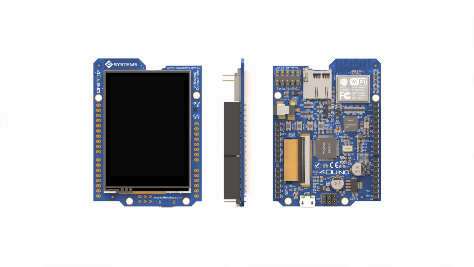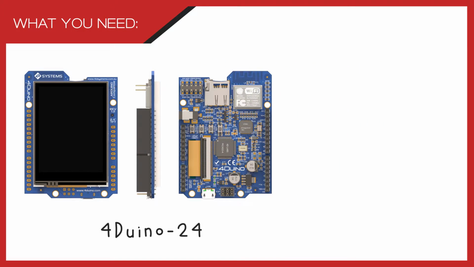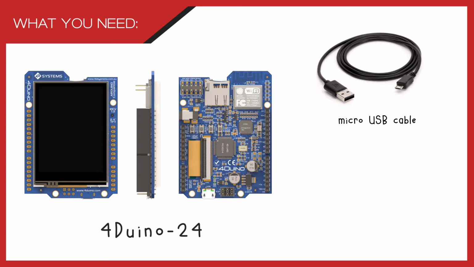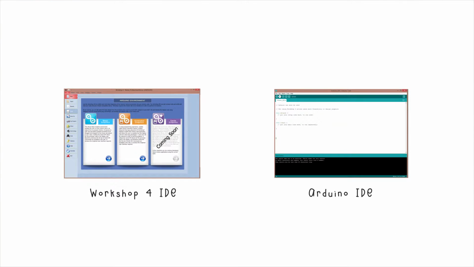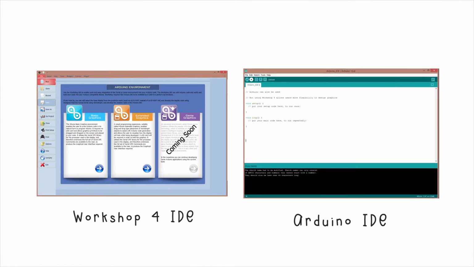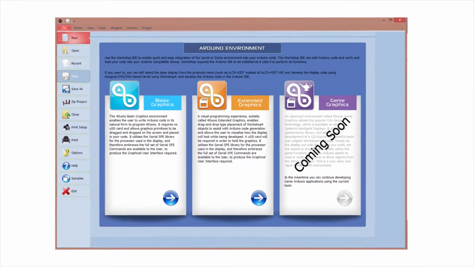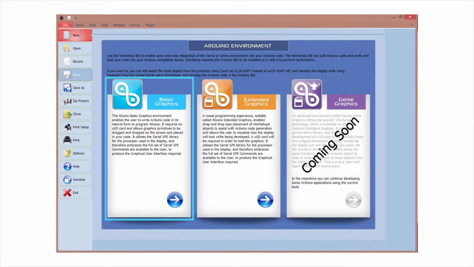For this project and video, the following components are required: a 4Duino 2.4-inch, a micro USB cable, and a router or a network connection. The following IDE can be used: the Workshop 4 or the Arduino IDE. I've used the Workshop 4 4Duino Basic Graphics Environment for this particular project. Of course, you can use the latest Arduino IDE if you wish to.